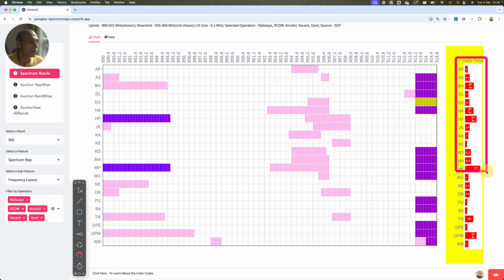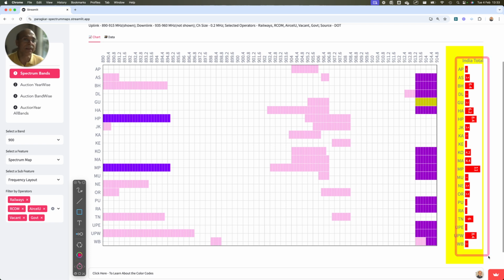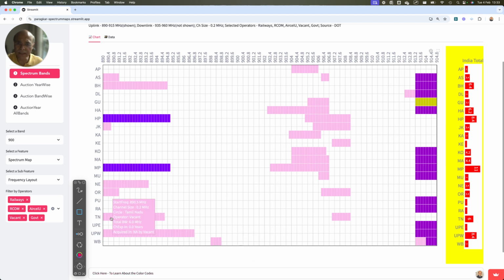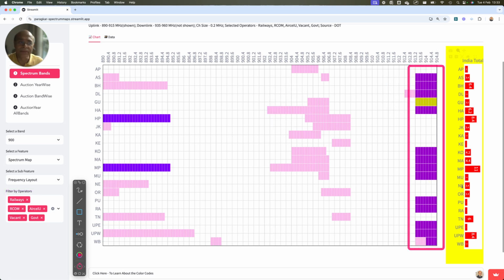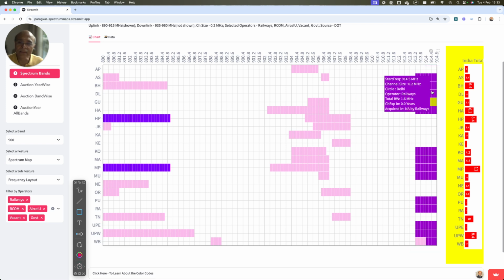And you will see the total spectrum that is currently being used either by PSUs, right? Or it is not used and lying vacant. Now, railways have been given spectrum in the 700 megahertz band. So there is no point in railways holding this particular spectrum. The government has spectrum in the 700 megahertz band and some spectrum in the 800 megahertz band. So what is the point in the government holding this block of spectrum, right?